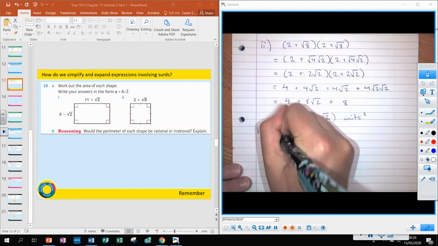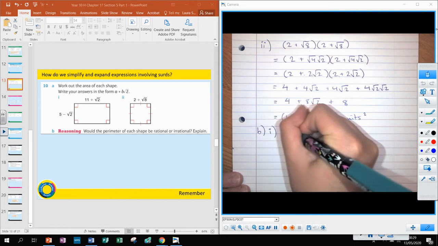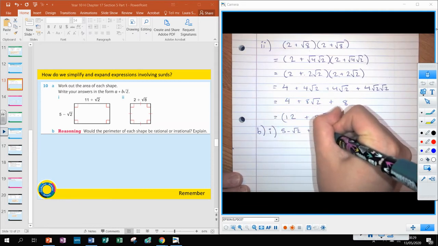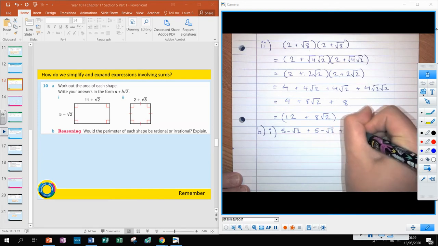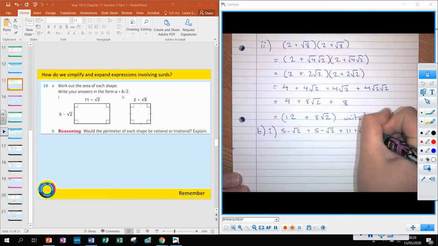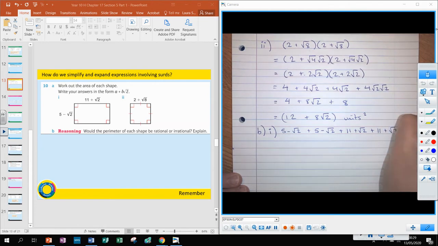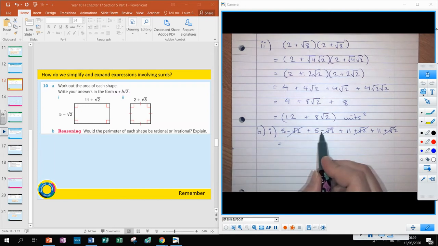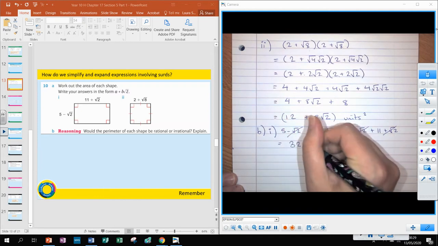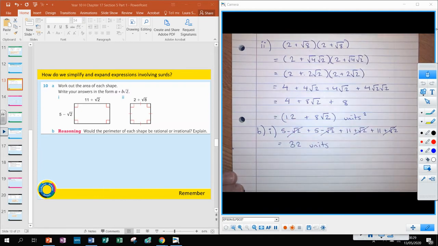If we look at part 1, we would have 5 minus root 2 plus another 5 minus another root 2 plus 11 plus root 2 plus the other 11 plus root 2. Now, if we take a look at that, negative root 2 will cancel with one of those. That will cancel with one of those. And so actually we have 5 plus 5 plus 11 plus 11. So that's 10 plus 22, which is 32. And we don't know what the unit is, so we'll just put units. Okay, that's obviously rational. There isn't a surd there.